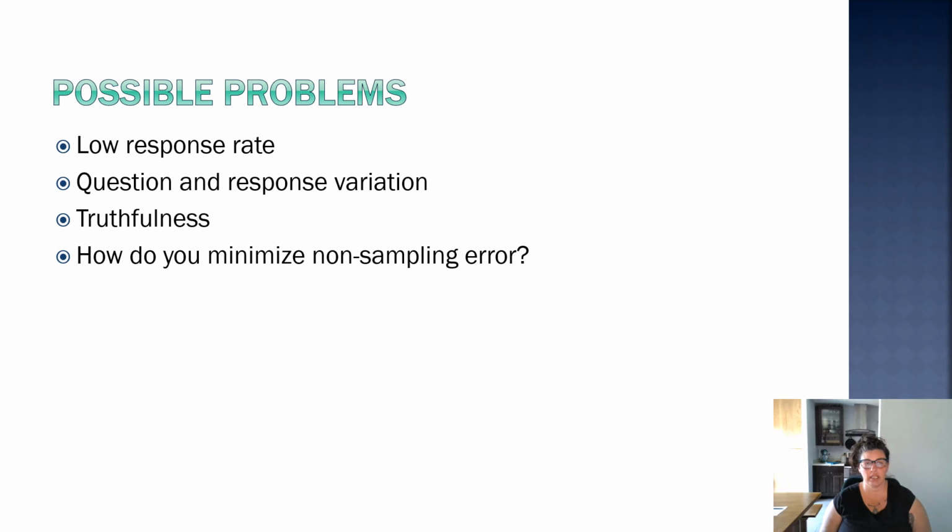You have question and response variation. This is why we do testing. People understand the question differently, they respond differently. People are likely to not be truthful, either because they're intending on lying, they misremember, they don't remember, or they're just trying to give you the information that they think that you want to hear. And there are ways that we can reduce, minimize sampling error. We do that through a variety of things.